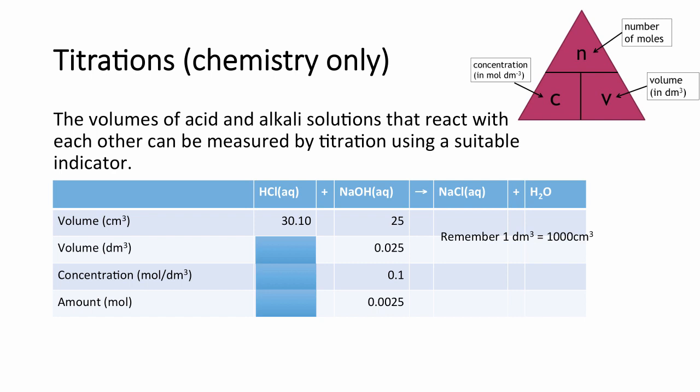Therefore I also have 0.0025 of hydrochloric acid. Now I know the volume and the amount, I can calculate the concentration, but I will need to change the volume into decimetres cubed. So the volume in decimetres cubed is 0.0301, and then to work out the concentration I can divide the amount 0.0025 by the volume in decimetres cubed 0.0301, and that will give me the concentration of 0.0831.